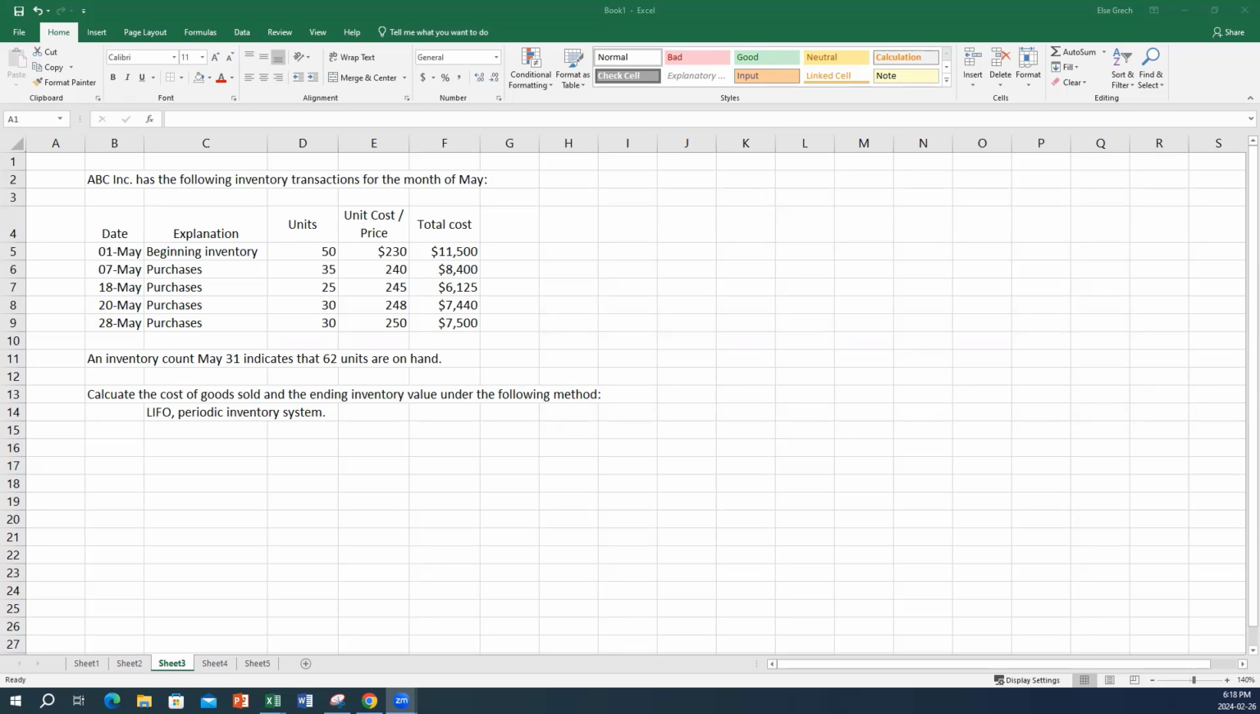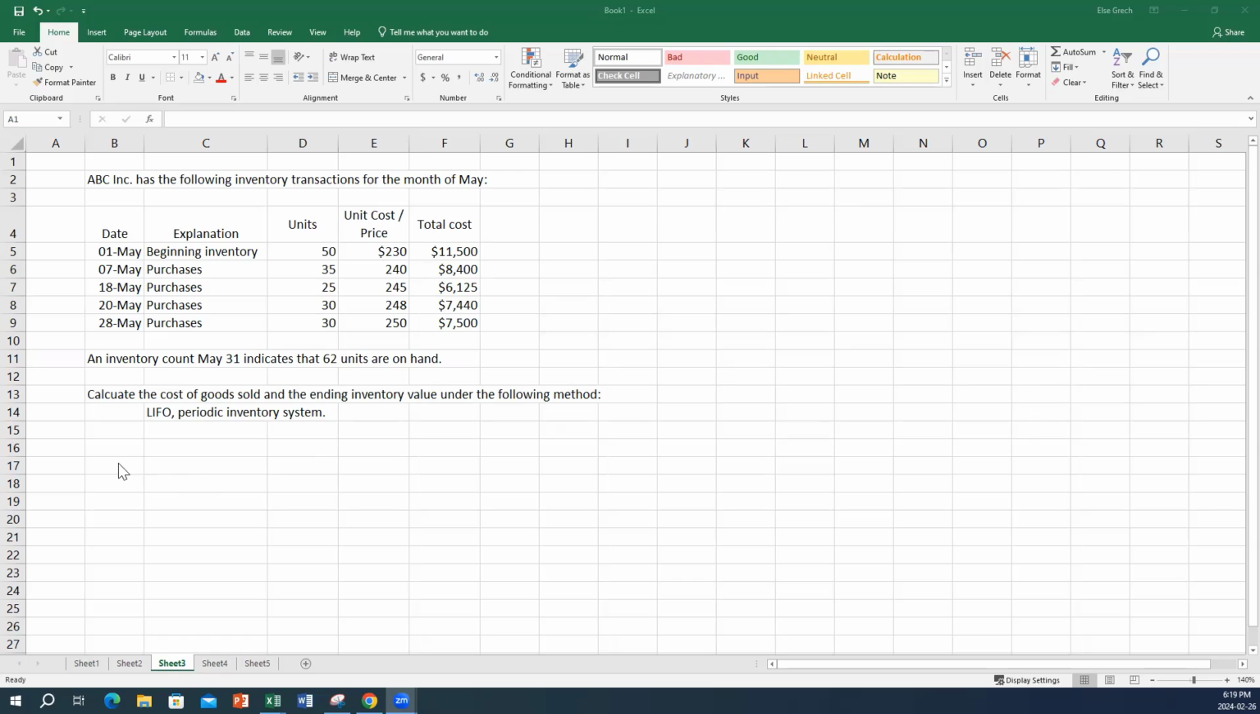We're going to calculate the cost of goods sold and the ending inventory using the LIFO method under the periodic inventory system. We've got ABC Inc., and they have the following inventory transactions for the month of May. We've got opening inventory of 50 units at $230 each. Then we have 4 purchases throughout the month. And an inventory count on May 31st indicates that 62 units are on hand at the end of May.